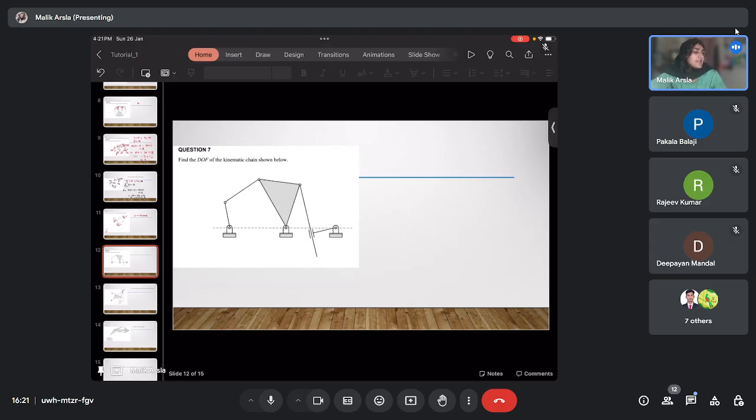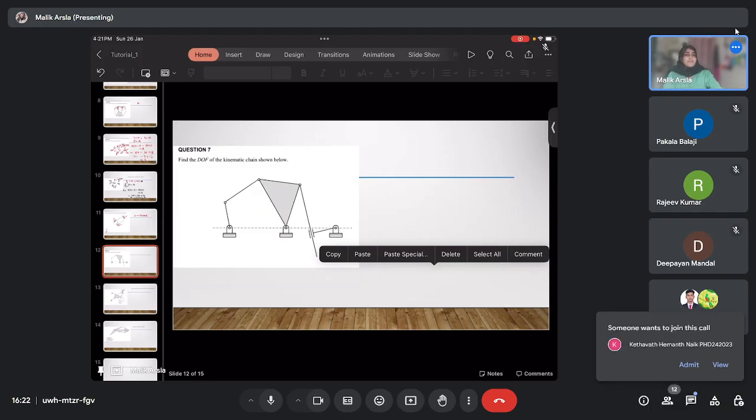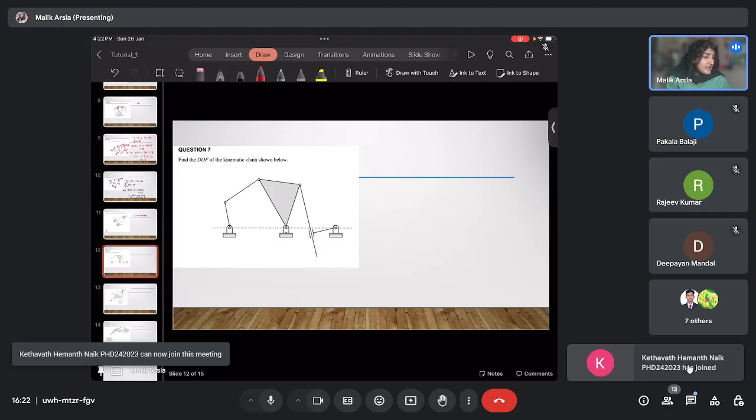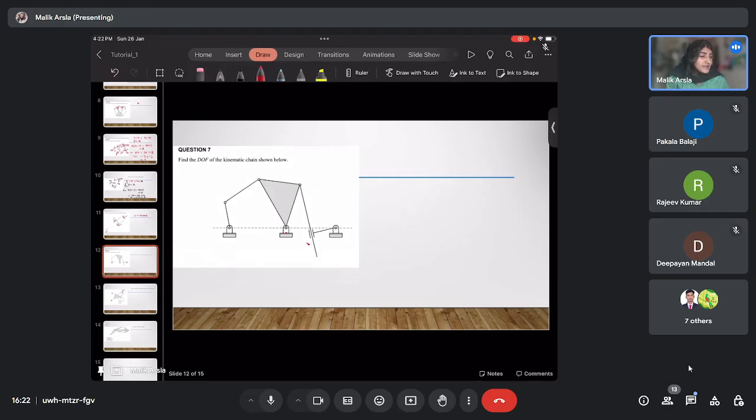This is question number 7. Now again you have to calculate the number of degrees of freedom. So please try this one out, okay? We have 3 hinges here. This one is a prismatic pair here, and this is a ternary link here. You may now do it and put your answers in the chat box.